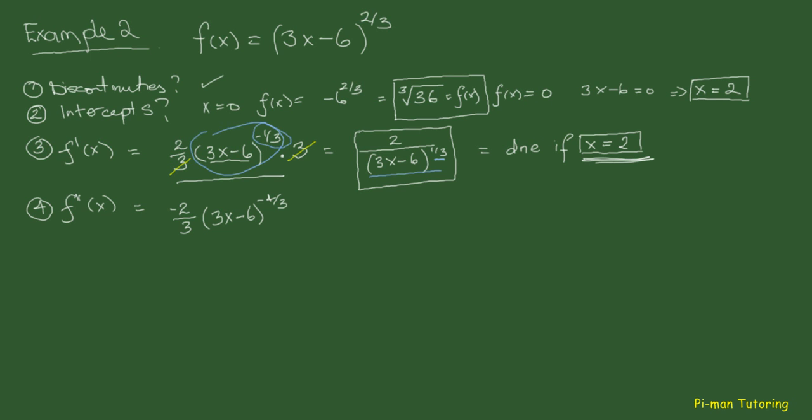And of course we have to multiply by the derivative of the inside function again, which is another 3. So what can we do now? Once again the 3's cancel nicely. So we're left with negative 2, again we'll write it as a fraction, over 3x minus 6 to the positive 4/3. And now critical values, again this does not exist if x is equal to 2.